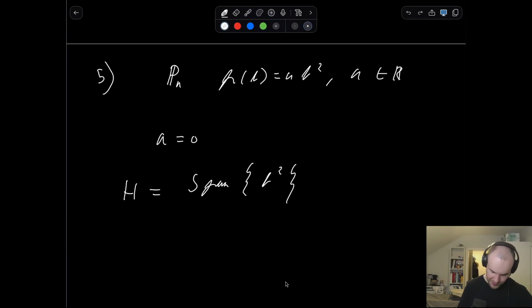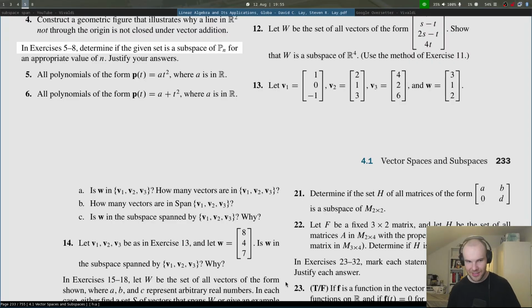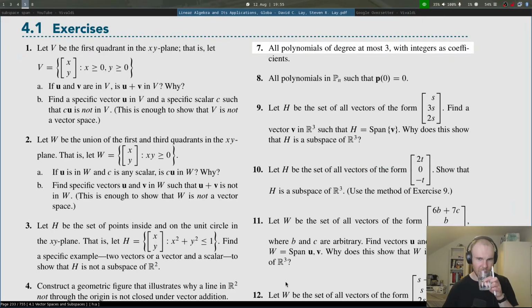Because this t squared that we had from earlier is also a part of the polynomials, which is a vector space. So that means that the span of t squared is a subspace. Yes. My brain is stupid today, but that's all right. Okay.